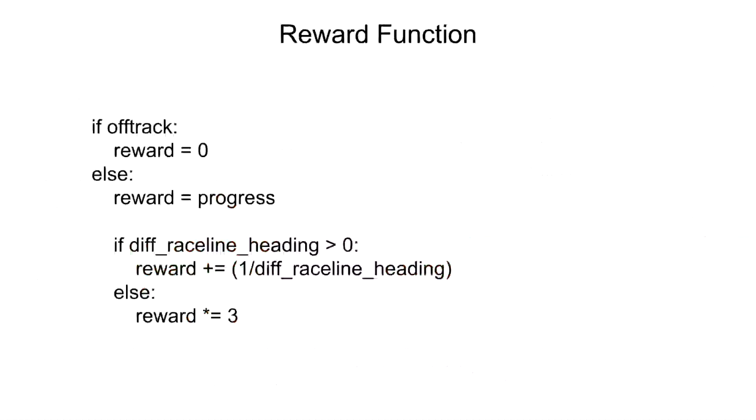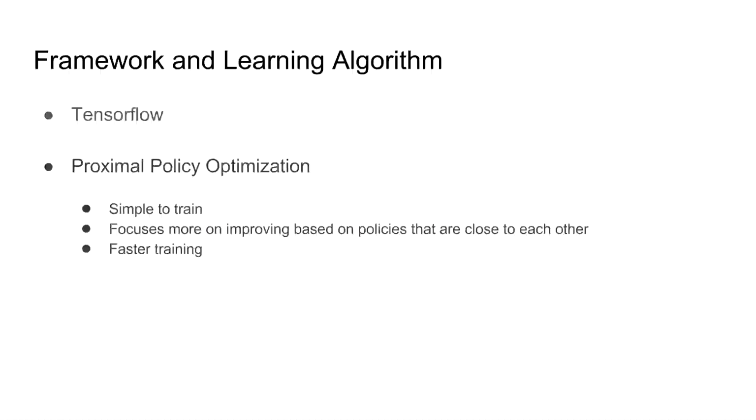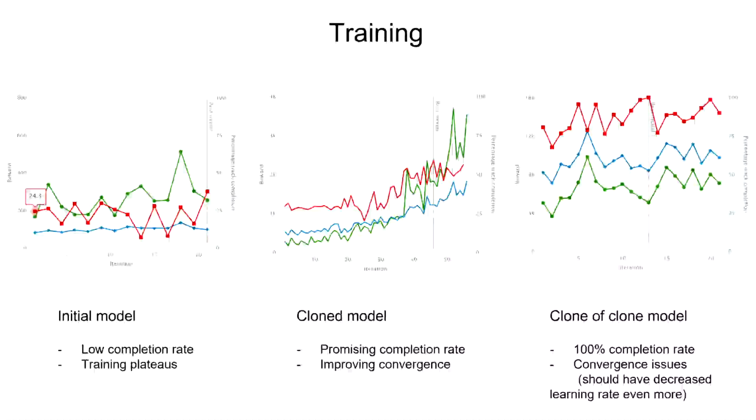And otherwise, if it goes off of the race line, then I'm rewarding based off of how close the racer is to the race line by taking the inverse of the difference between the race line direction and the racer's direction. I'm using the TensorFlow framework with the proximal policy optimization learning algorithm. So PPO is simpler and faster to train, and it focuses on improving based off of policies that are closer to each other. Here are 3 iterations of my reward function graph.